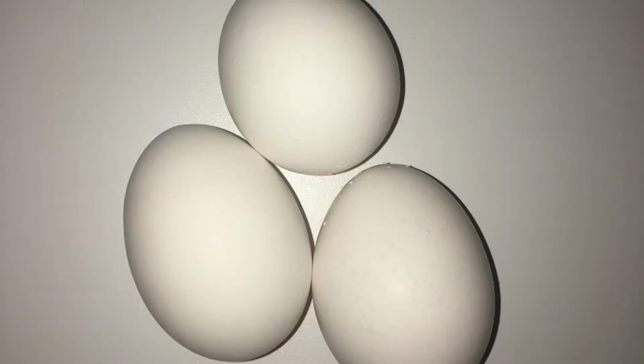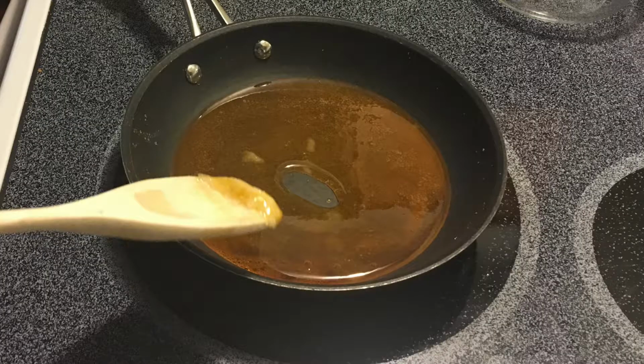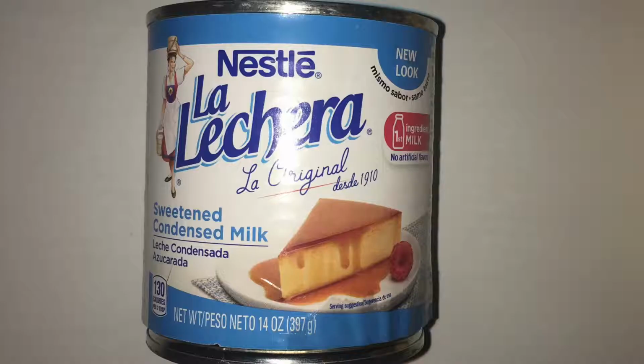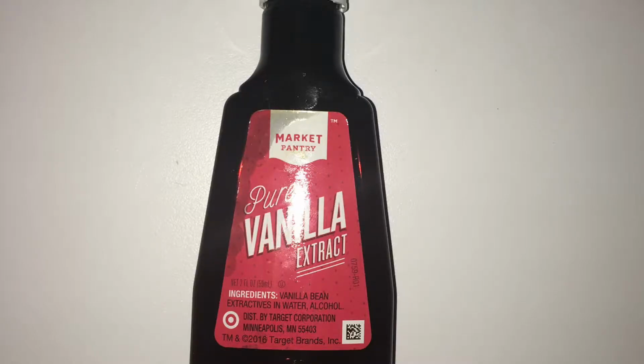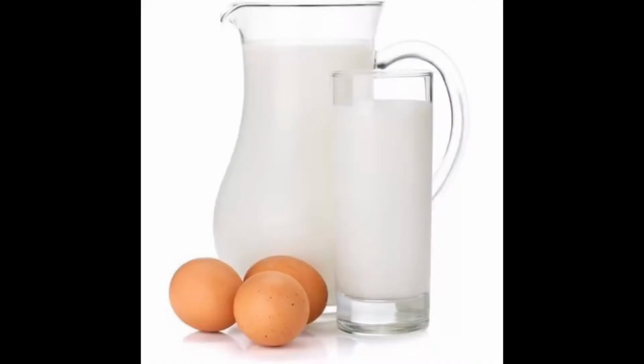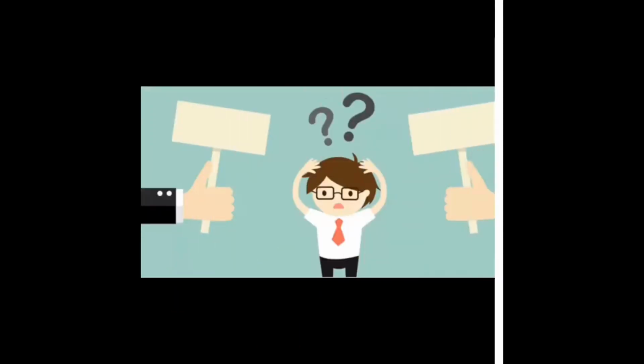Typically, the ingredients used to make flan are 3 large eggs, a cup of caramelized sugar, a can of sweetened condensed milk, a can of evaporated milk, and vanilla extract. In reviewing these ingredients, it is apparent that the only 2 components of flan that have the potential to solidify are milk and eggs.